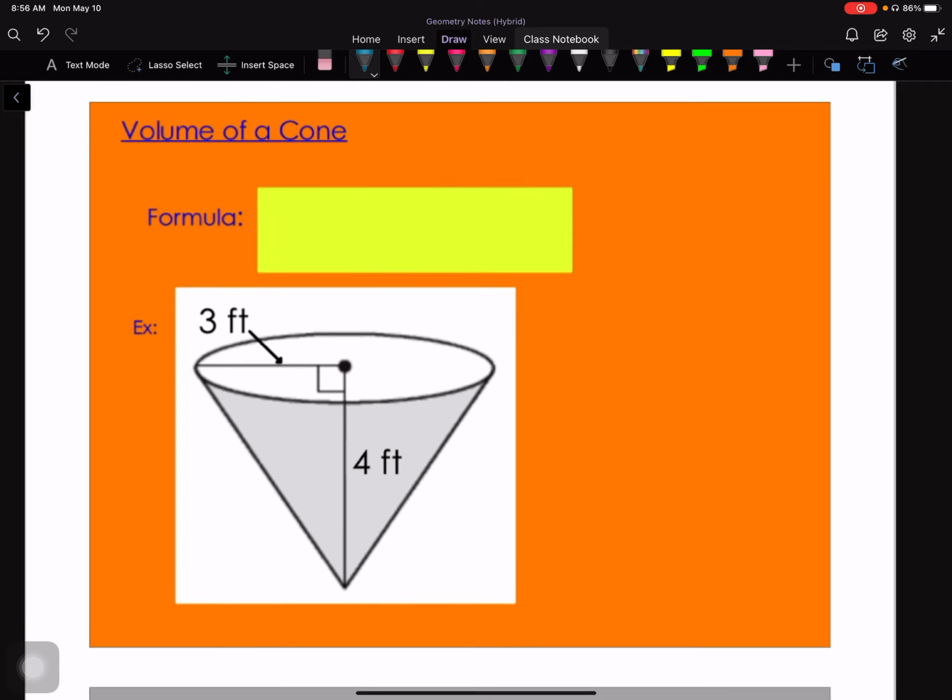Now, volume of a cone. So this will be a quick lesson here. We only have one example of each, but the formula for the volume of a cone is going to be 1/3 pi r squared h, where h here is that vertical height, no longer our slant height. And conveniently enough, we're given everything again. So the volume of a cone is going to equal 1/3 pi times my radius, which is 3, squared, times my height, my vertical height, which is 4.